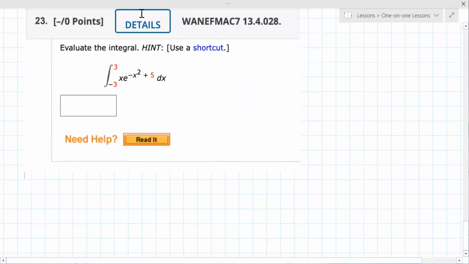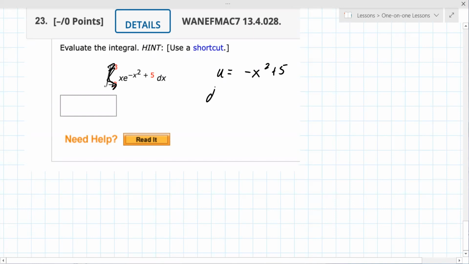All right, it says evaluate the integral. So this time it has these bounds on there, and that's just an extra step at the end. It doesn't change anything that you're doing for the u substitution. We're just going to ignore those also. So we're just going to look at the integral of this. So your u here is the exponent. It's everything in the exponent, minus x squared plus 5.